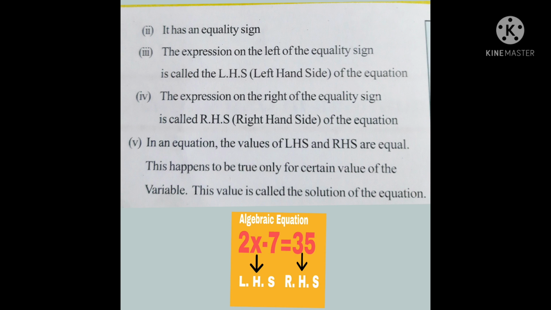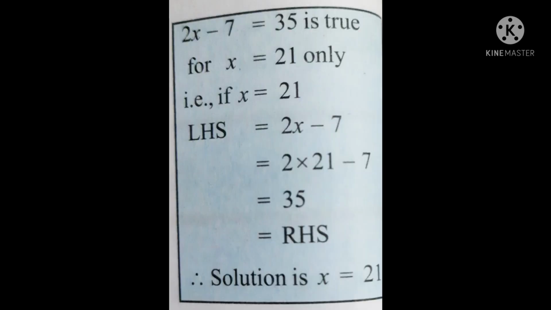In the equation 2x minus 1 is equal to 35, we take x is equal to 21. 21 satisfies the equation, and x is 21 makes LHS equal to RHS. So x is 21 is called the root or the solution of the equation.